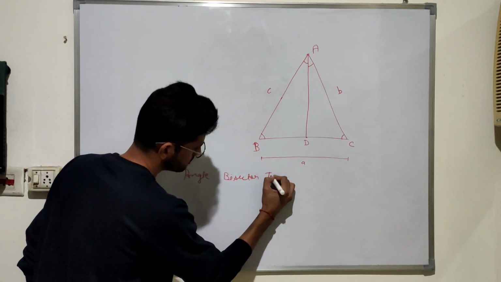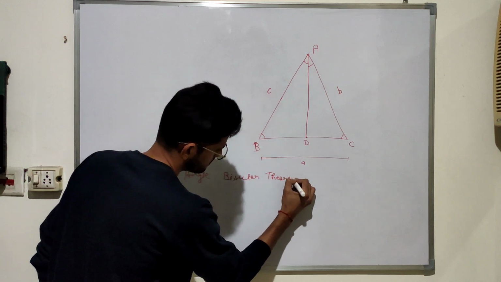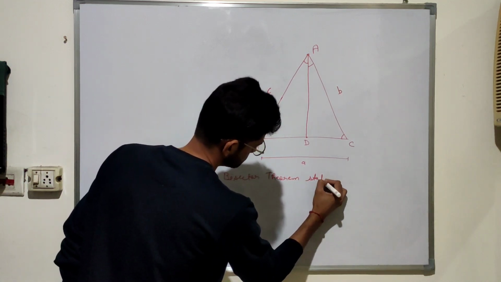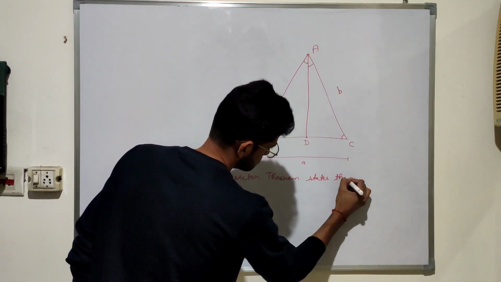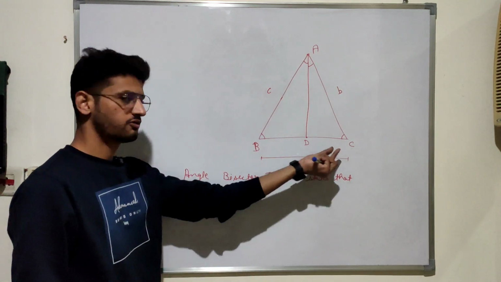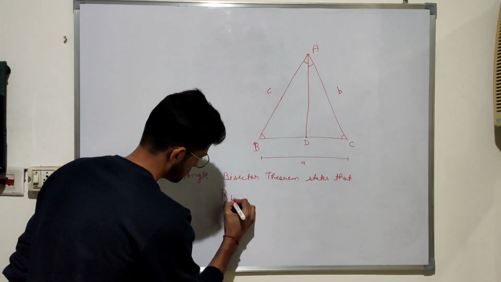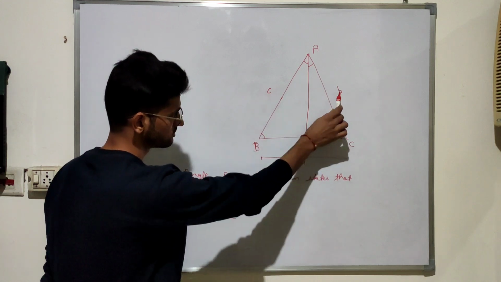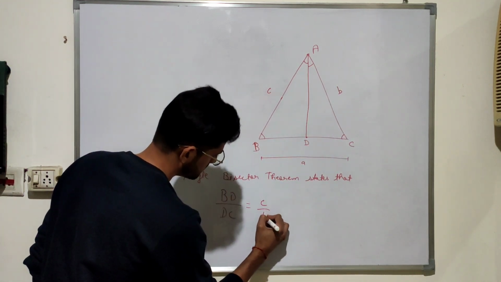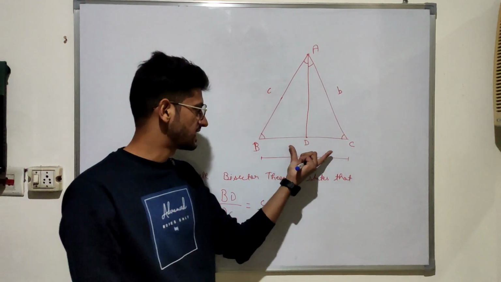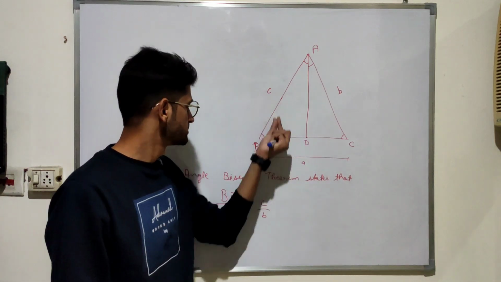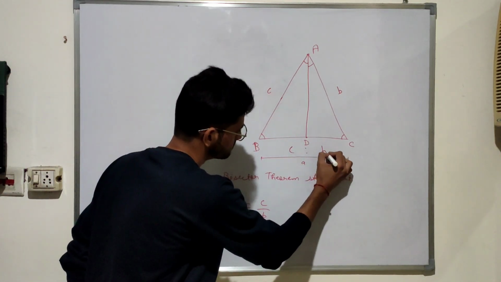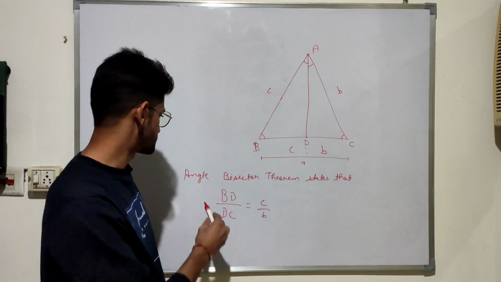Angle bisector theorem states that BD upon DC is going to be in the ratio of C upon B, that is, point D is going to divide side length BC in the ratio of C to B. This is known as the angle bisector theorem.